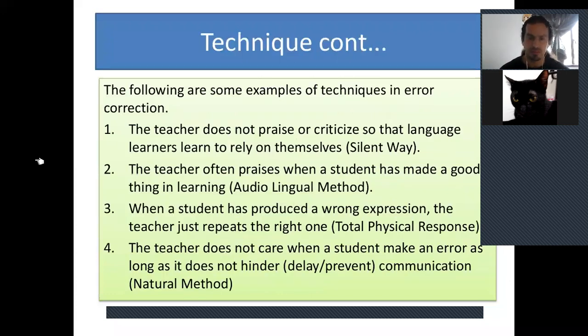Okay. Now, let's take into account some other ideas related to the technique. So remember that we saw some things related to error correction, right? Question: what is error correction?